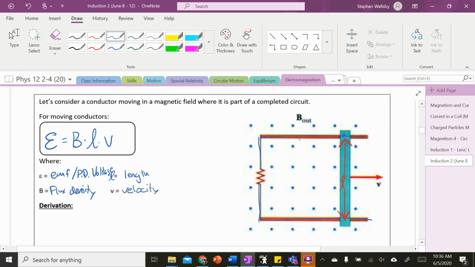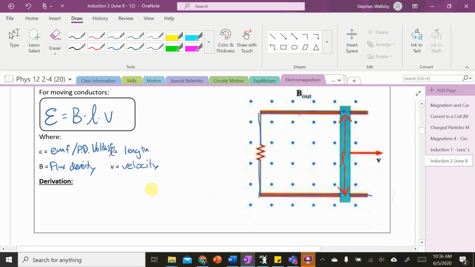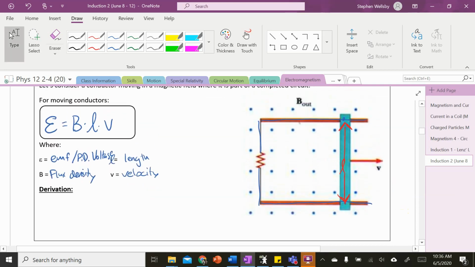So how quickly this bar is moving off to the right is going to tell us how much EMF is produced. I'm going to do a quick derivation so this doesn't just seem like it's coming out of nowhere. So we have from before this formula here. Our EMF, this is Faraday's law of electromagnetic induction. EMF is the change. I'm going to ignore the n in this case because it's only one loop. So it's the change in flux divided by the change in time.